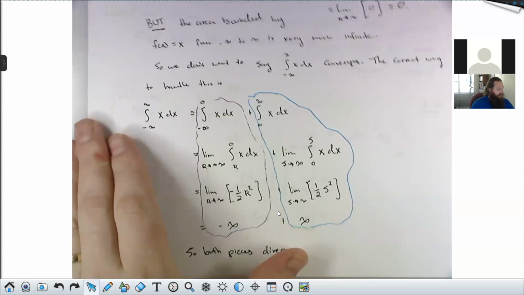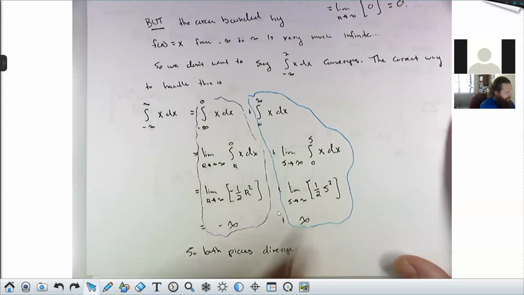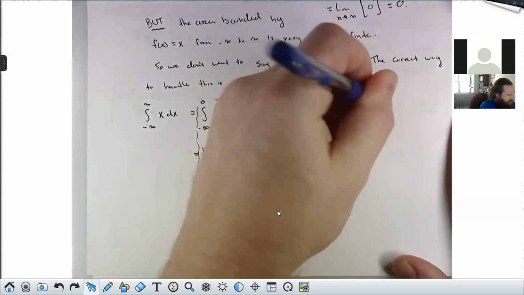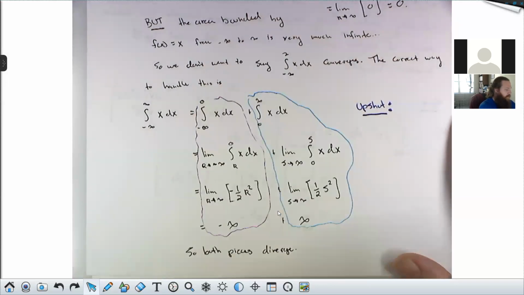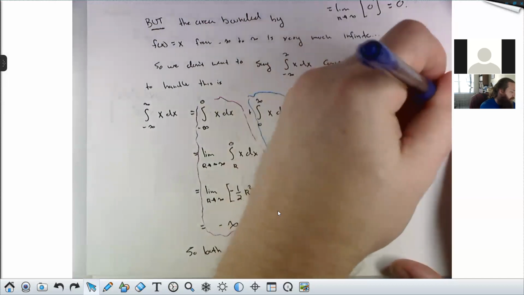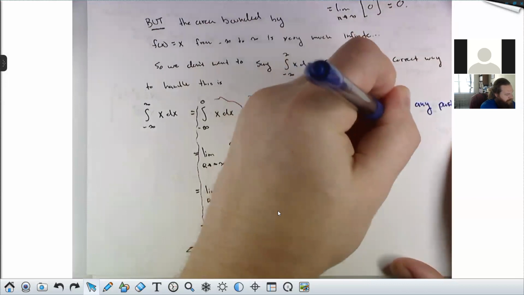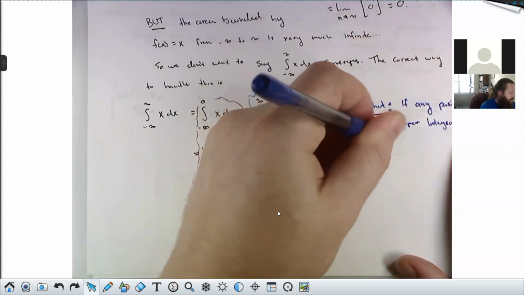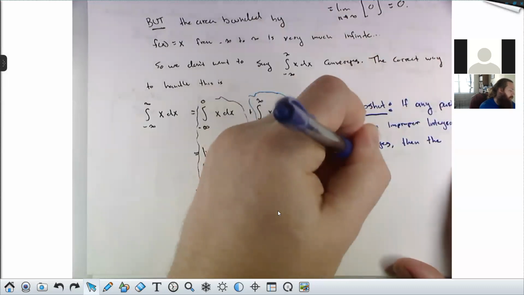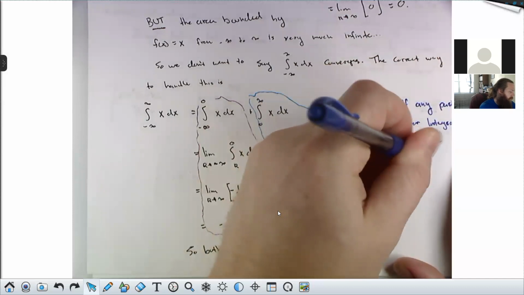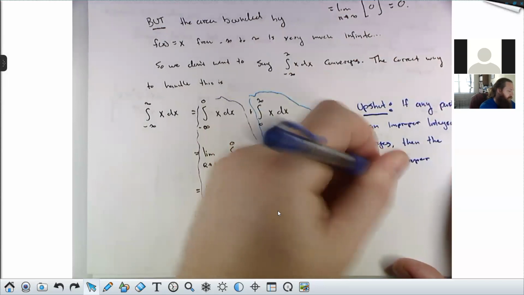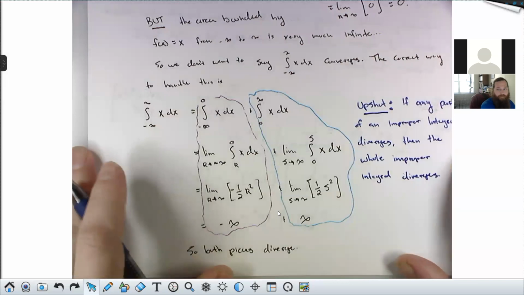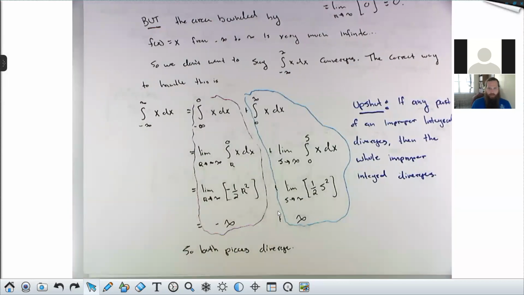And there's a take-home lesson here for you. The upshot is this, and you should remember this. If any part of an improper integral diverges, then the whole improper integral diverges. So here, this improper integral, negative infinity to infinity of x dx, can be split into two pieces. Each one of those pieces is divergent. So the whole integral is said to be divergent.